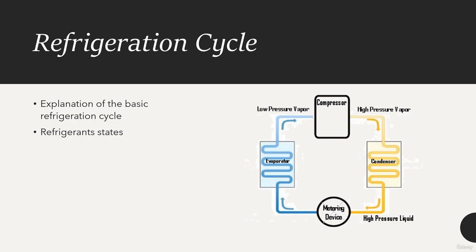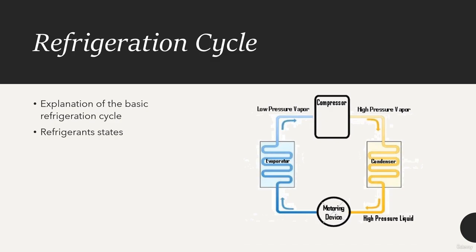Second would be condensation. The high pressure, high temperature refrigerant gas then flows into a condenser. In the condenser, the refrigerant releases the heat to the surrounding air or water. This causes the refrigerant to condense into a high pressure liquid.